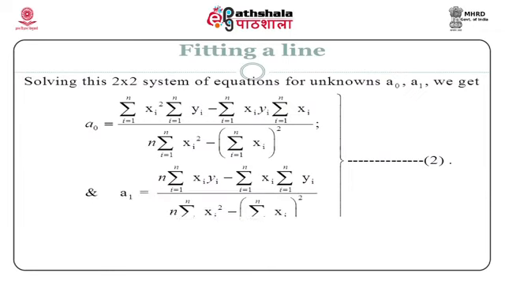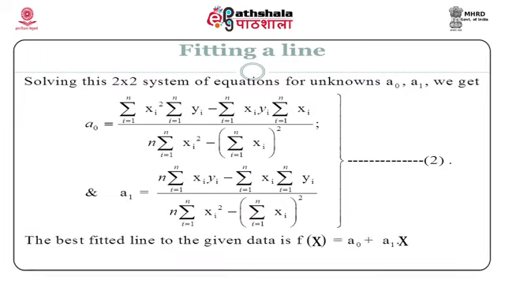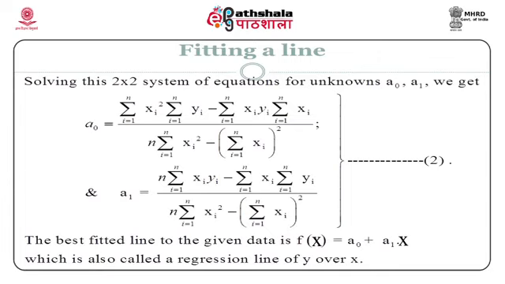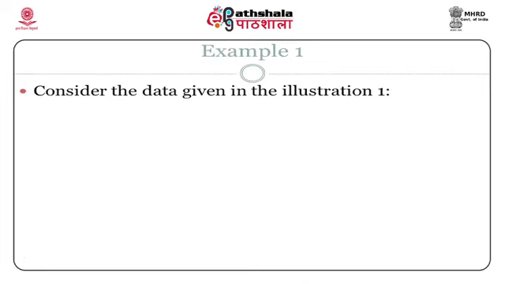And a1 is given by n into sigma i equal to 1 to n xi yi minus sigma i equal to 1 to n xi into sigma i equal to 1 to n yi, upon n into sigma xi square minus sigma i equal to 1 to n xi whole square. So that means we can get a very concise formula for a0 and a1. So the best fitted line to the given data in that case is given by f(x) equal to a0 plus a1x, which is also called a regression line of y over x, or least square line. Now let us look at illustration 1.